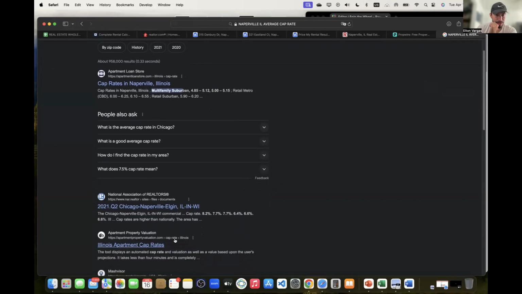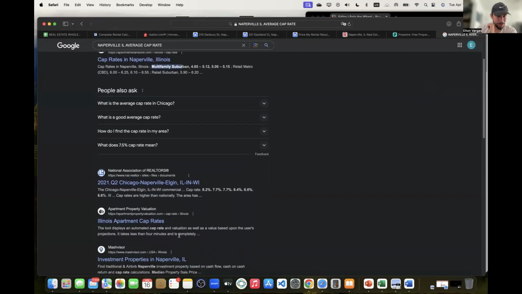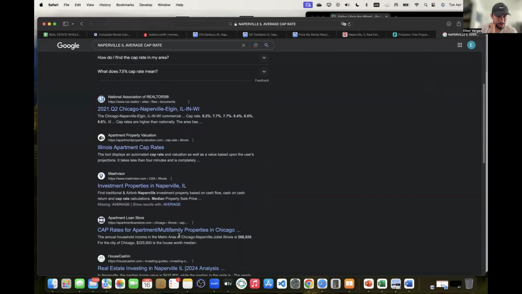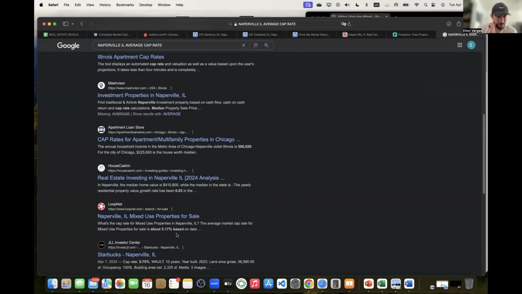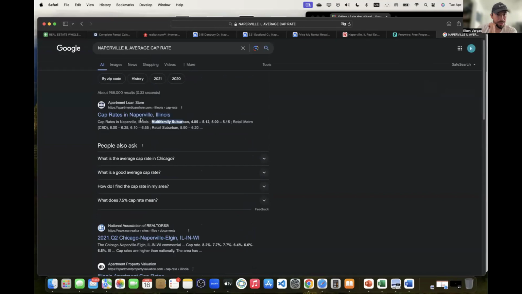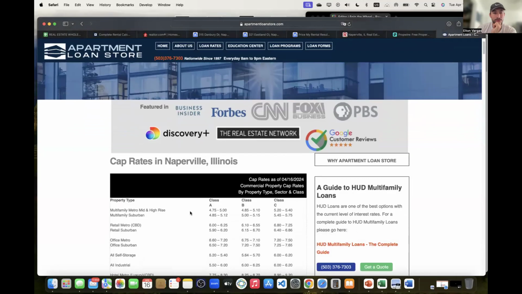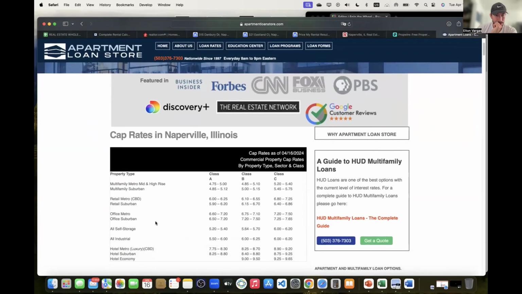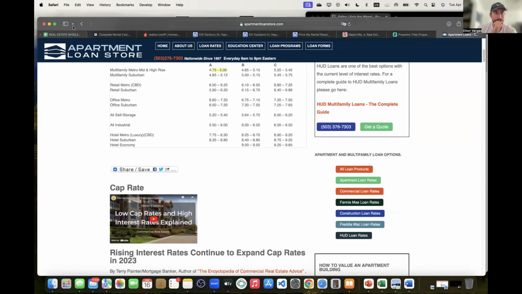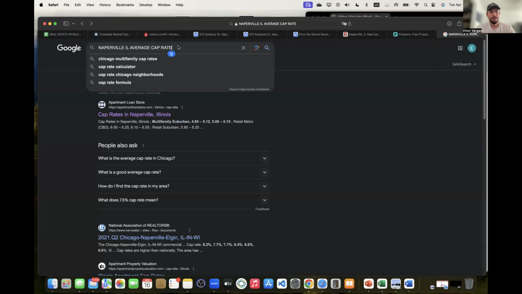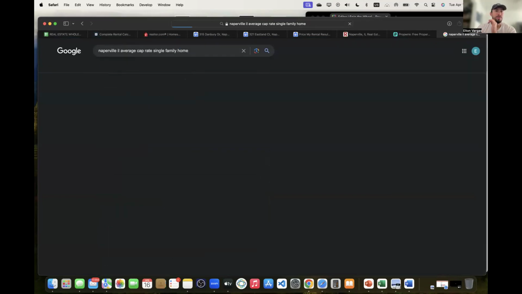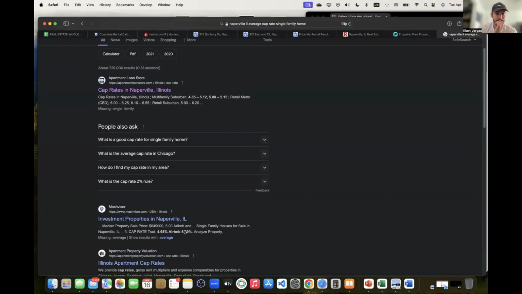Chicago, Naperville. I'm looking for one of these government websites. Let me look at this one. Apartments loan store. I'm looking for single family homes. So class A, yeah. It looks like that's multifamily. Let's talk about single family, so let me type in single family home. Awesome. Investor Naperville.